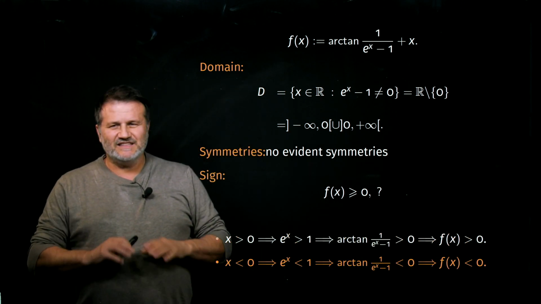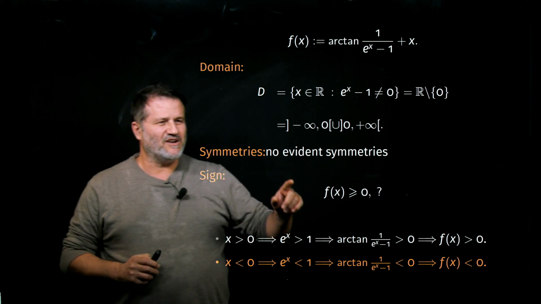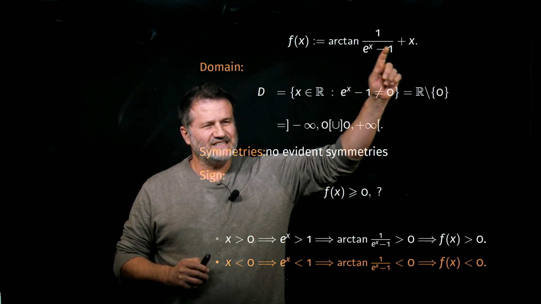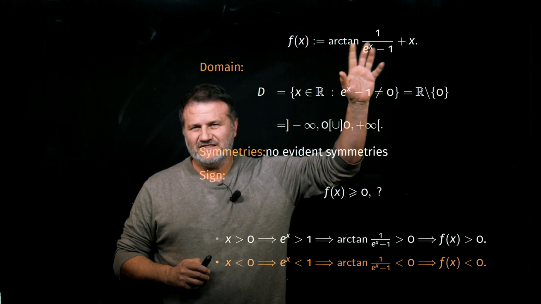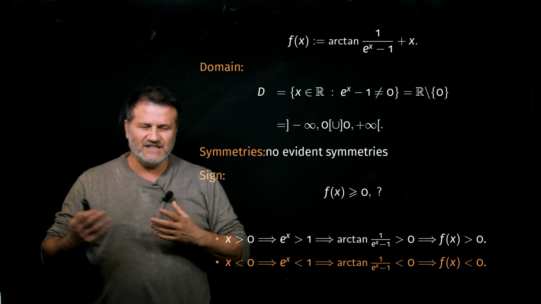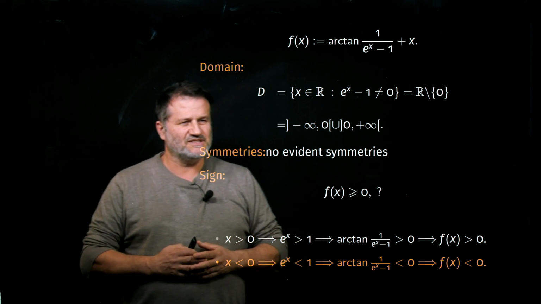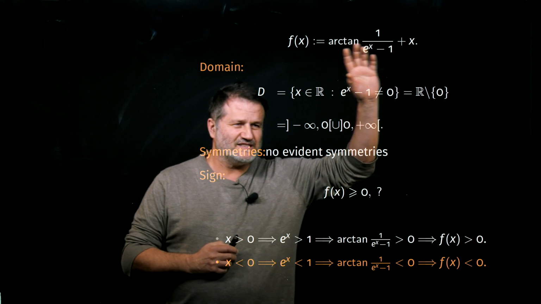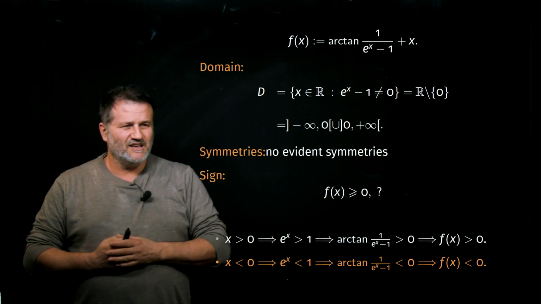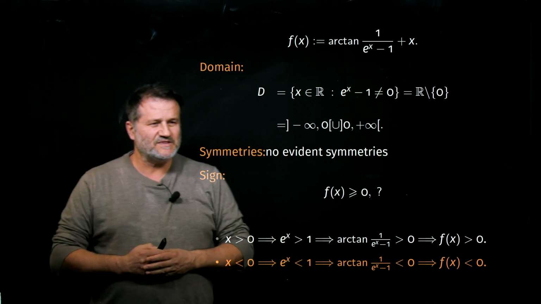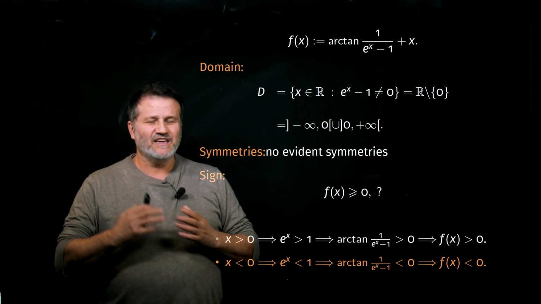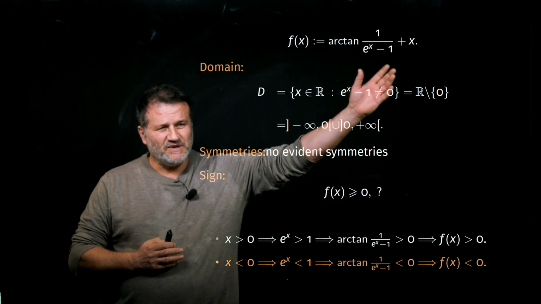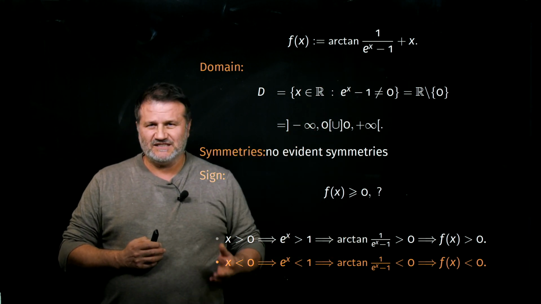For x negative, exactly the opposite happens because in this case, e to x is less than 1, so this fraction is negative, arctangent is negative, because when the argument of the arctangent is negative, the arctangent is negative. I add x, which is negative, so I have the sum of two negative numbers, the value of f will be negative. So we can say that f of x is positive if and only if x is positive. f cannot be 0 because of the argument we just showed here.